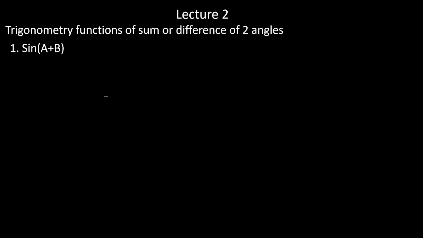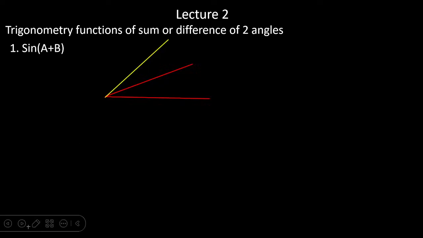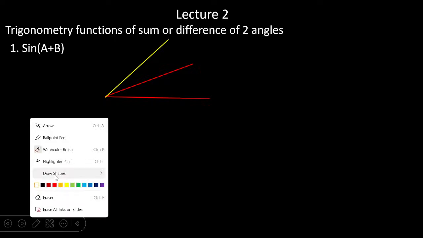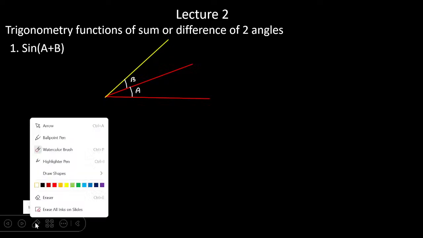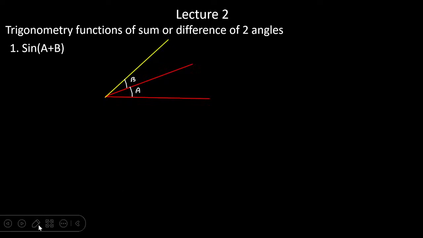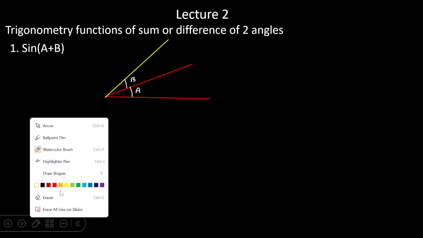Let this be the plot for sine A. This is the angle A, and this will be the angle for sine B. This is A and this is B. Okay, so right now we have to draw more lines and lines. We'll continue with that. We have to work with line and line.